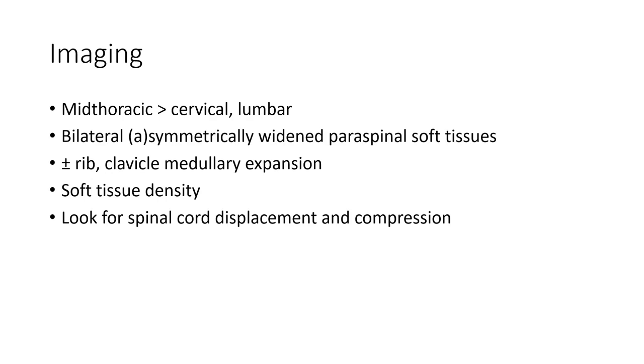Imaging: mid-thoracic most common, then cervical and lumbar. Bilateral symmetrically widened paraspinal soft tissue, plus or minus rib and clavicle medullary expansion. Soft tissue density; look for spinal cord displacement and compression.